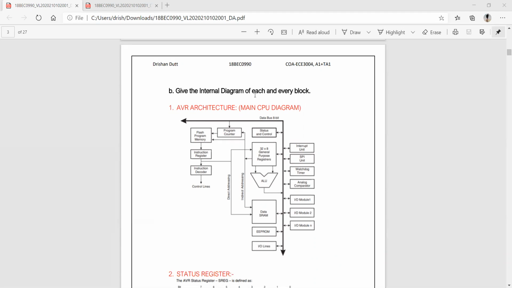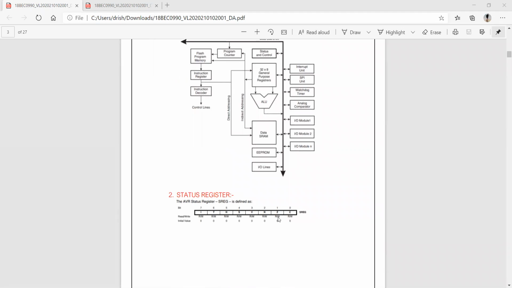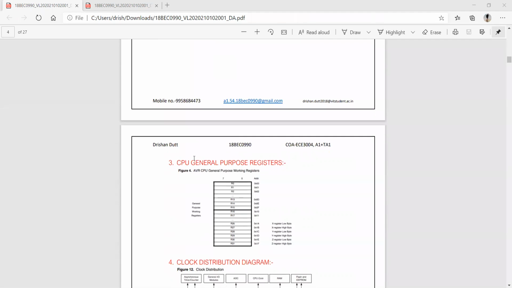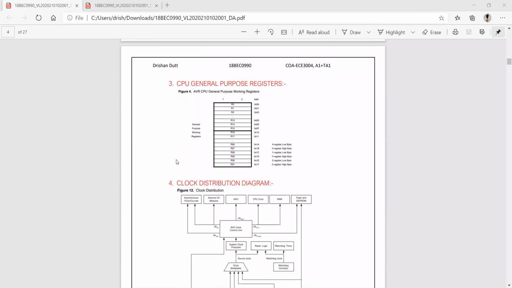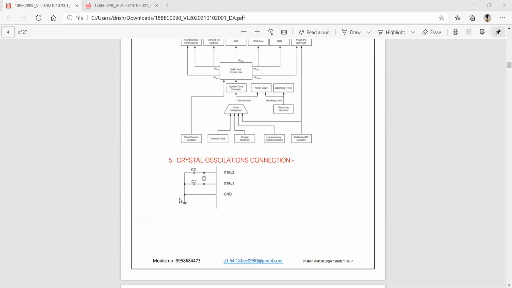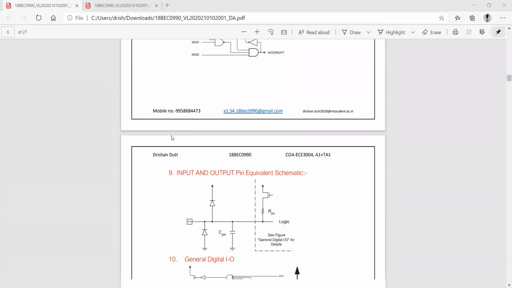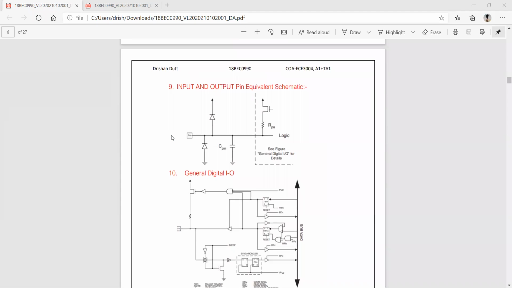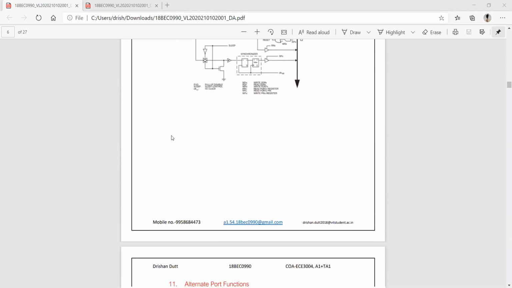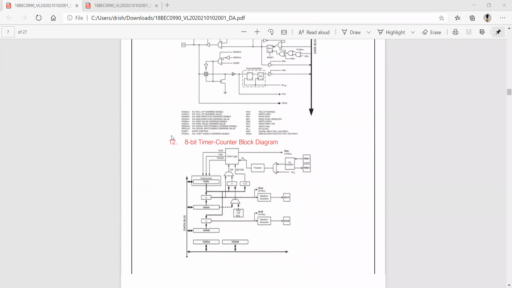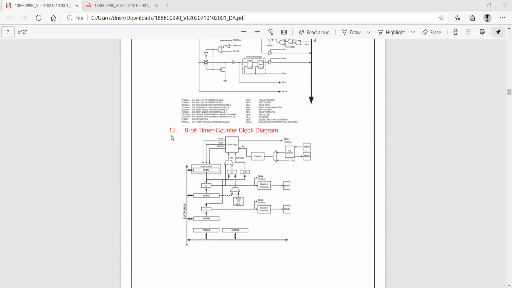So this is the AVR architecture, the main CPU diagram. This is the AVR status register, which has read and write components. Then we have the CPU general purpose registers, R0 to R31, 32 registers. We have the clock distribution diagram, crystal oscillator connections, external clock drive configuration, reset logic, watchdog timer, input and output pin equivalent schematic, general digital input output, alternate port functions, and also the 8-bit timer clock block diagram.